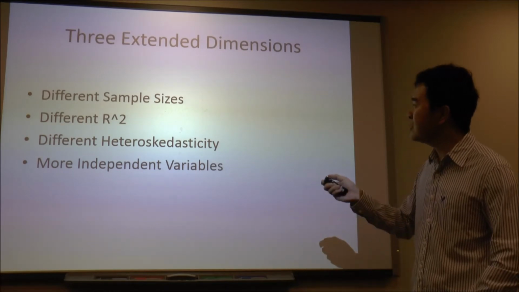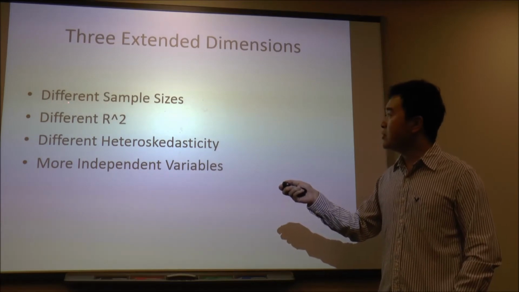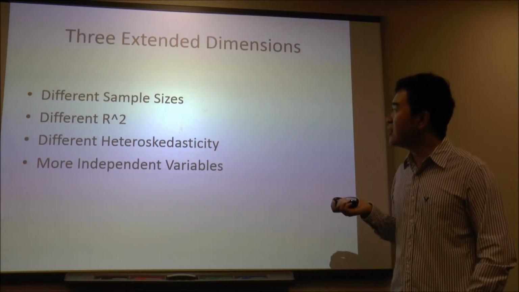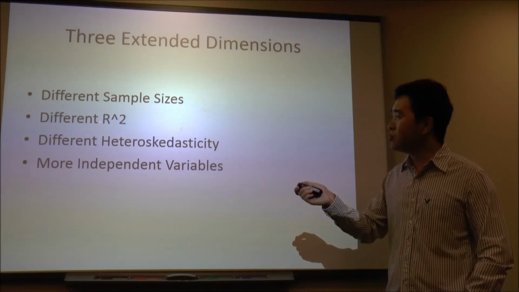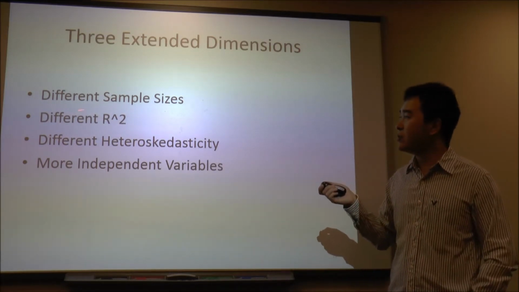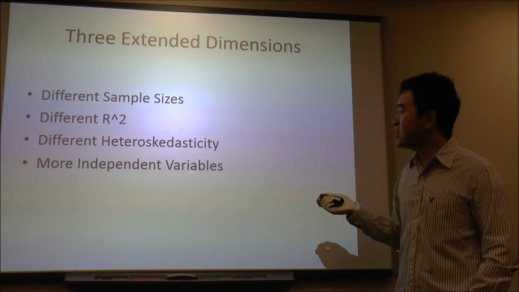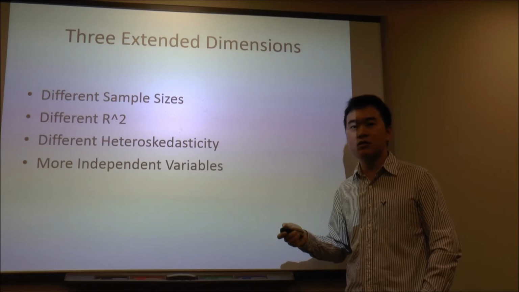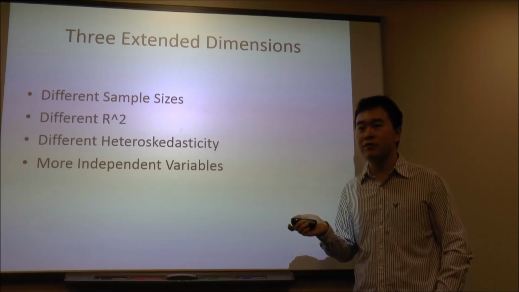Actually, this is another dimension, but these 3 are the core extensions. We changed the sample size because the baseline is 500 observations, but we don't know what happens if we vary the sample size to very small and very large. Also, we are not sure about the explanatory power of the dependent variable, whether the model performs good or bad if we change it. How about if the error term has heteroscedasticity? We introduce heteroscedasticity, change the amount of it, and see the properties of the estimator.